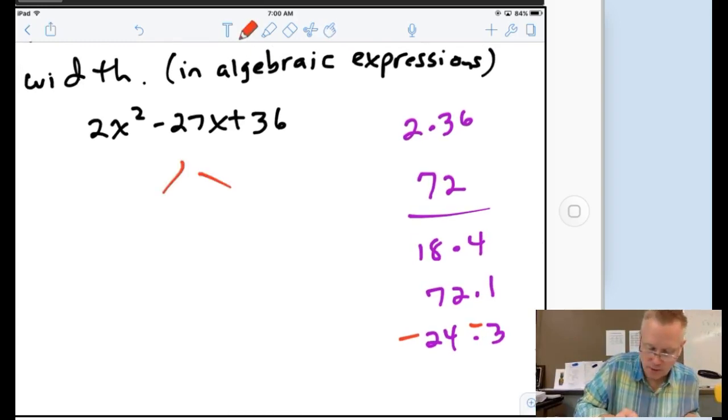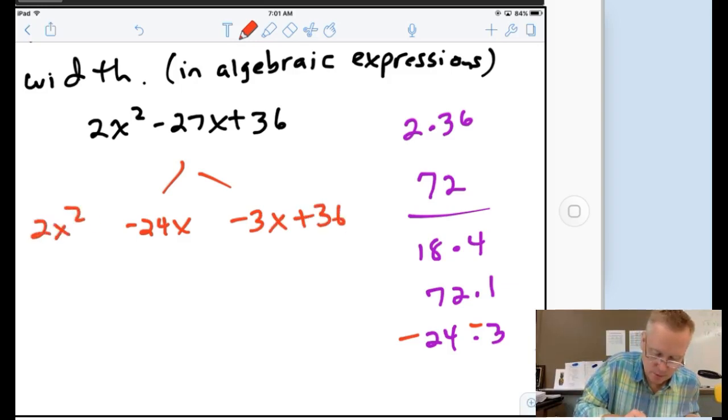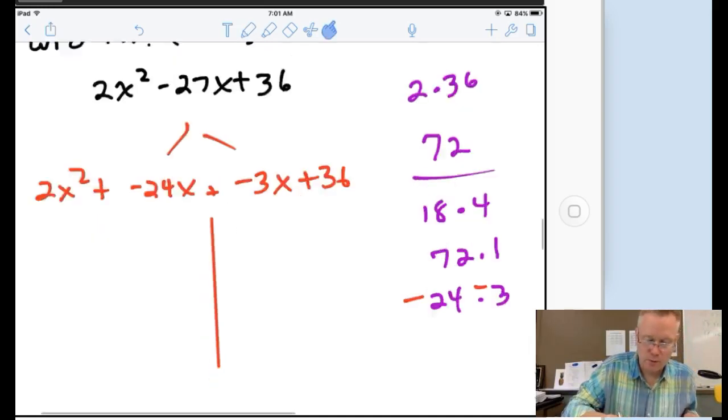I'm going to split it this way. Remember, it doesn't matter whether you put the 24 first or the 3. Negative 24x, negative 3x plus 36. Bring down the 2x squared. Put a line down the middle. Now factor by grouping.